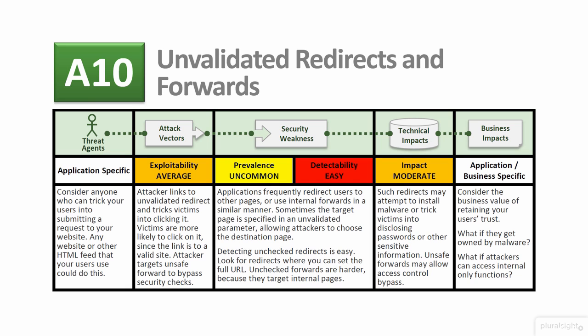Unvalidated redirects and forwards is another one in the OWASP top 10. It does come in last place, so it is the least risky of those top 10 risks, but it still makes an appearance, and it has done for several versions now. The main thing that stands out here in their risk rating is detectability. It's very easy to find when there is a risk of an unvalidated redirect and forward.